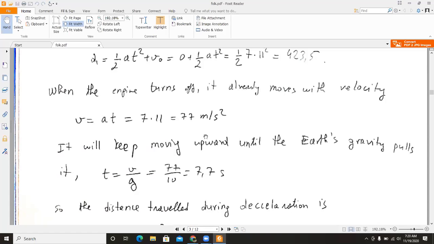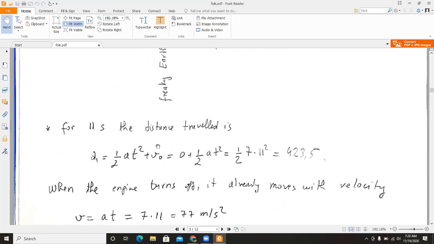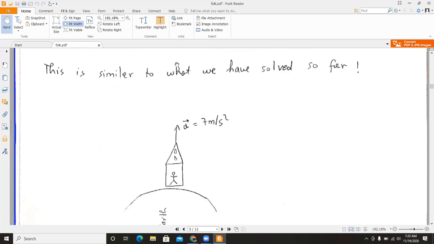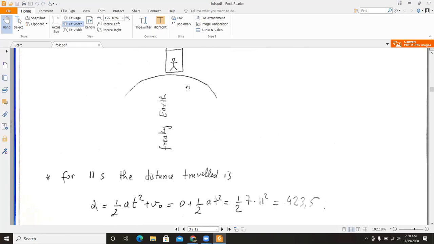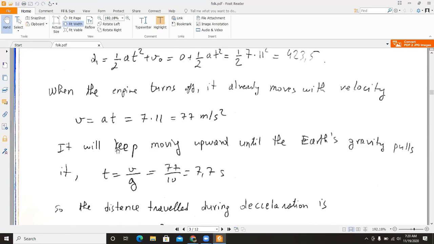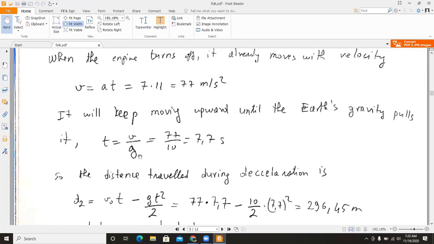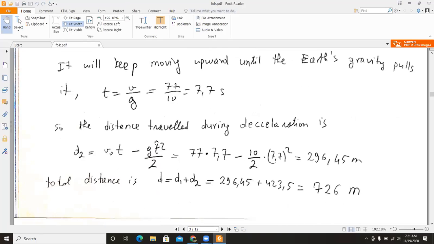So the rocket has a speed after 11 seconds. It goes up and stops somewhere here. How long does it take to stop? What is this g? Now it's only Earth pulling downwards, which is 10. I take it as 10; it's 9.8, something like that. So the time is V divided by g, 7.7 seconds. It will reach the highest point after 7.7 seconds. The distance traveled during acceleration is, don't forget, V0 t, okay?